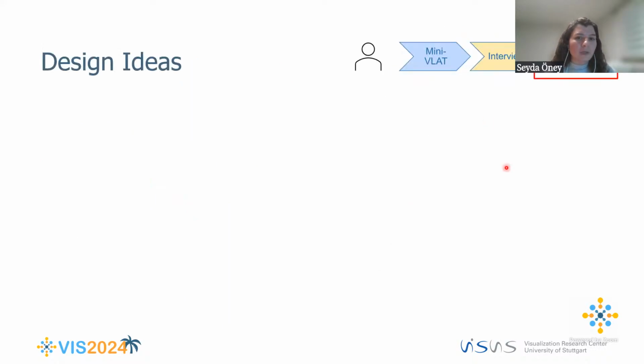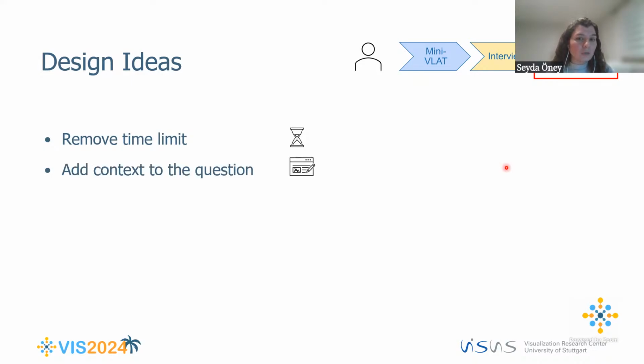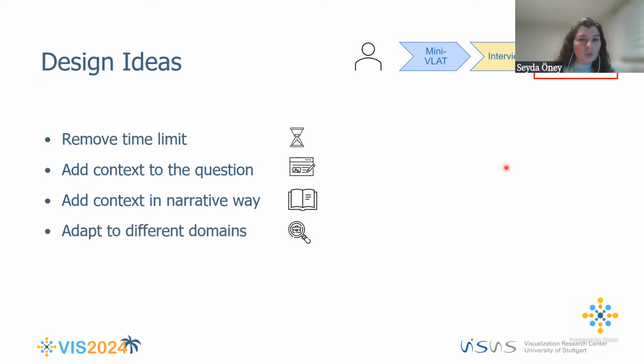And in the final part of the interview, we presented suggestions to adapt the test to provide a more understandable and comfortable test experience. Our design ideas were to remove the time limit completely to avoid stress, then to provide meaningful context to the question to improve the understanding of the question and the visualization, to make the context more narrative to provide a more engaging experience, then to adapt the questions to domains they are more familiar with, like asking an architect questions about buildings or different materials. And the last idea would allow participants to criticize the visualization in order to be able to comment on misleading visualizations.